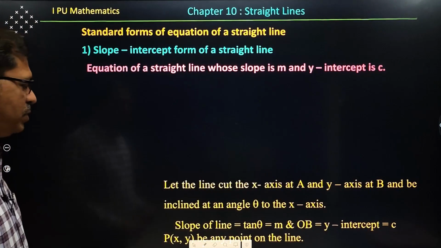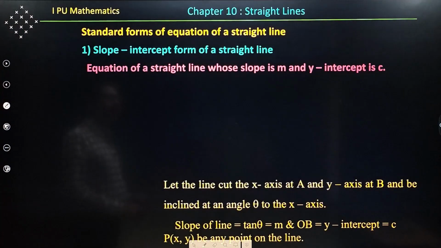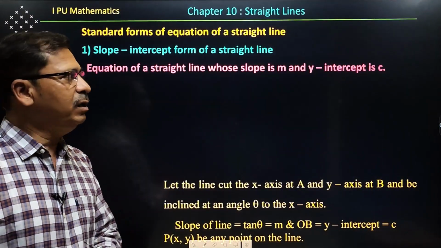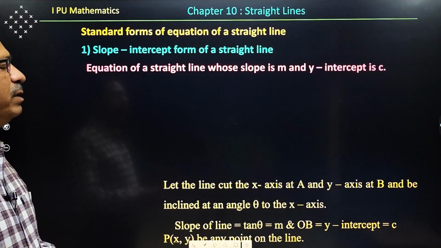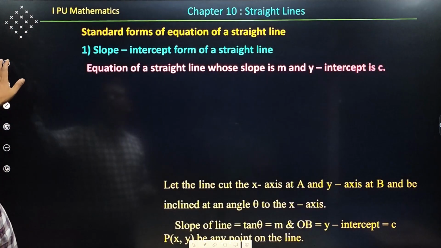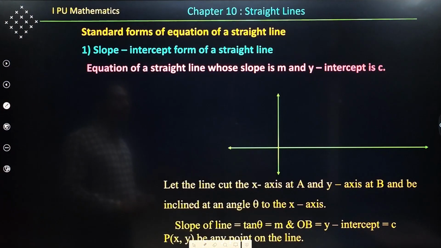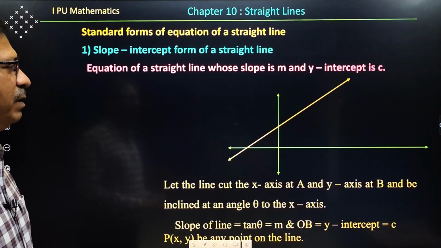Now let us move to some standard forms of the line. Please concentrate here. The first form is the slope intercept form of a straight line. You need to find the equation of the line whose slope is m and y-intercept is c.